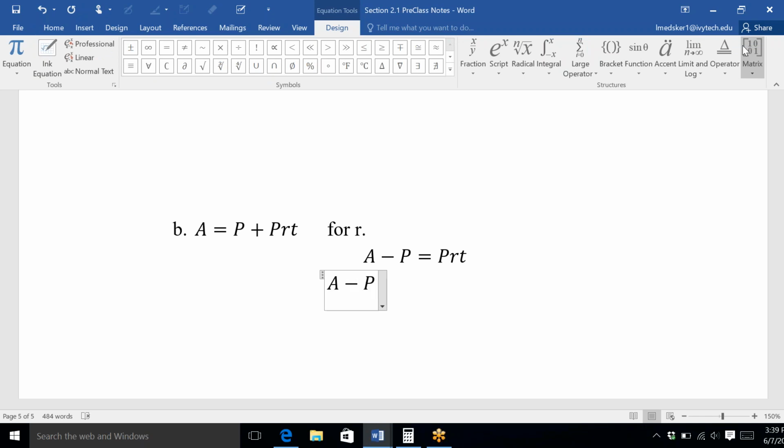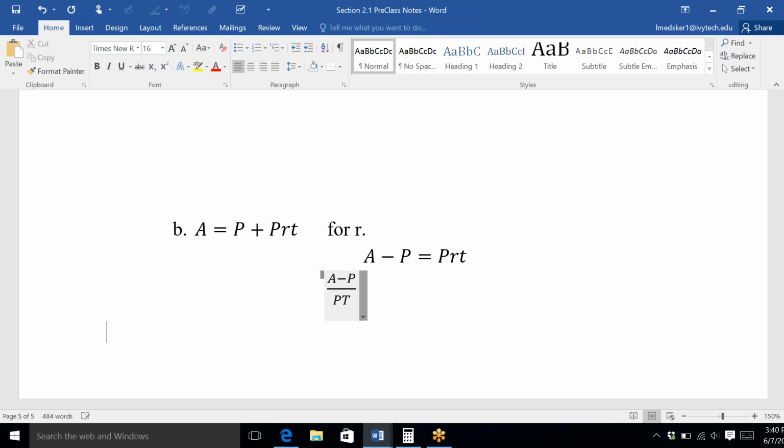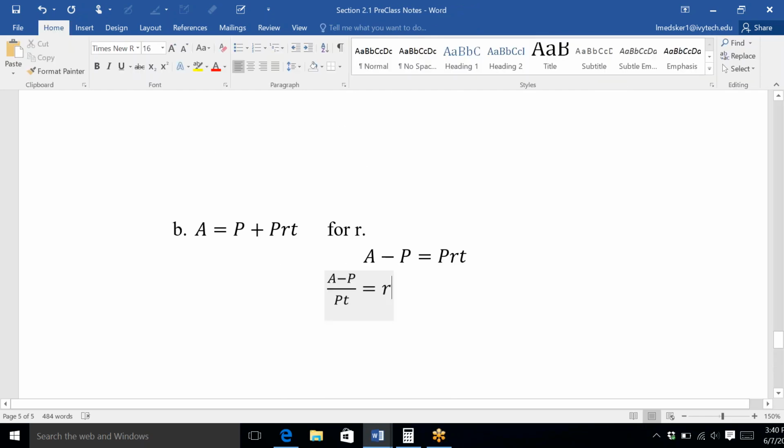So on the left, you're going to have this big A minus P, all over the PT, which is what we're dividing to the other side. And it keeps wanting to make it a capital T. There we go. And that would equal R. So these are not really hard. You just have to ask yourself, how do I isolate the letter? So subtract the P over and then divide by the P and the T.